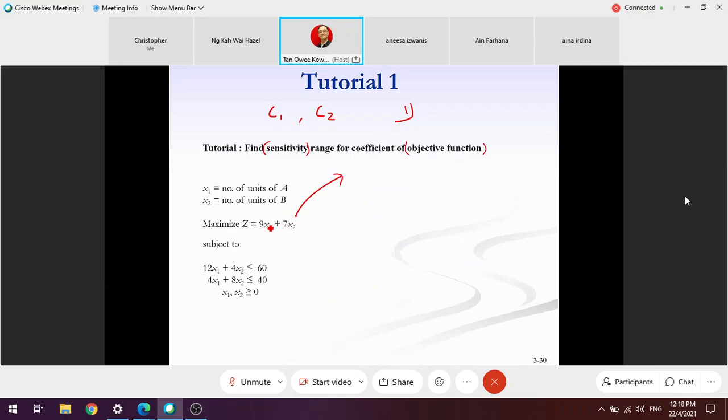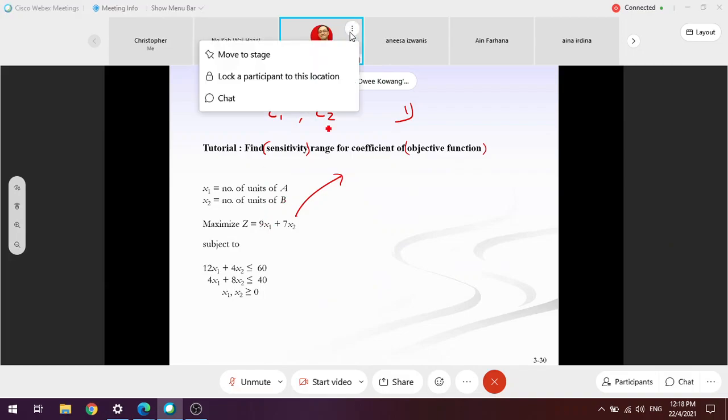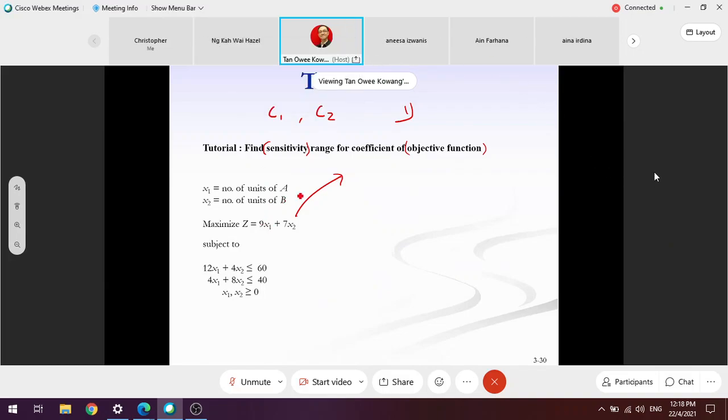I repeat because the earlier one I mentioned already. And this is recording, no choice. So C1 refers to the sensitivity range of the constant or coefficient for x1. C2 refers to the sensitivity range for the constant or coefficient of x2. So the first step, I need to convert or transform the linear programming into this format.